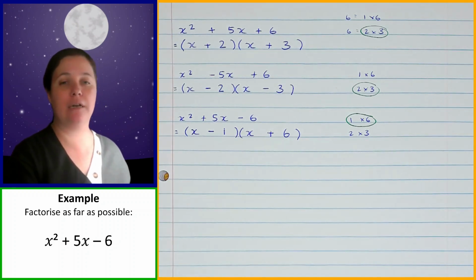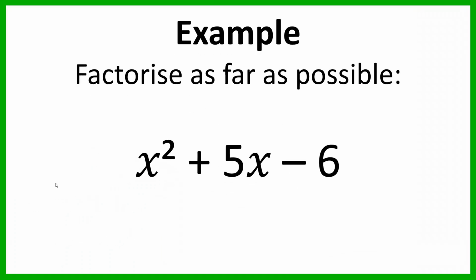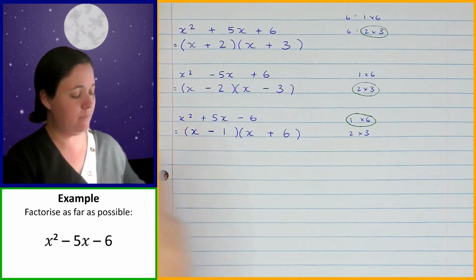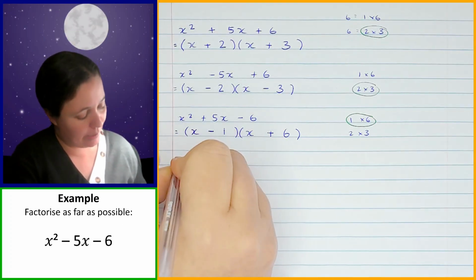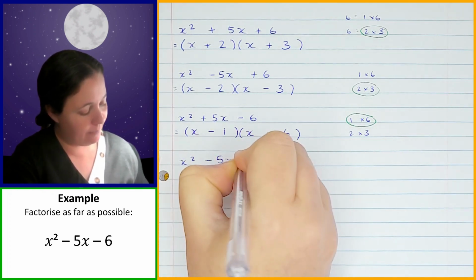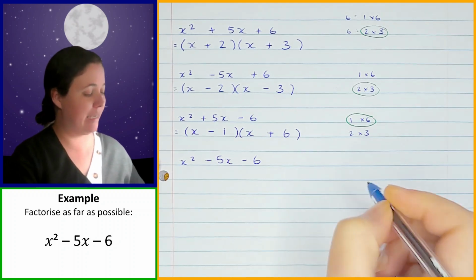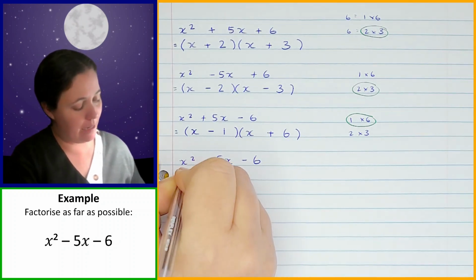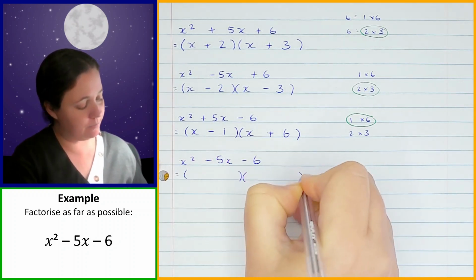Okay, let's have a look at another example. In this one, it's again almost exactly the same. The only difference is now the 5x is negative. So let's have a look at this one quickly. I've got x squared minus 5x minus 6. Again, I start off by opening my two sets of brackets.